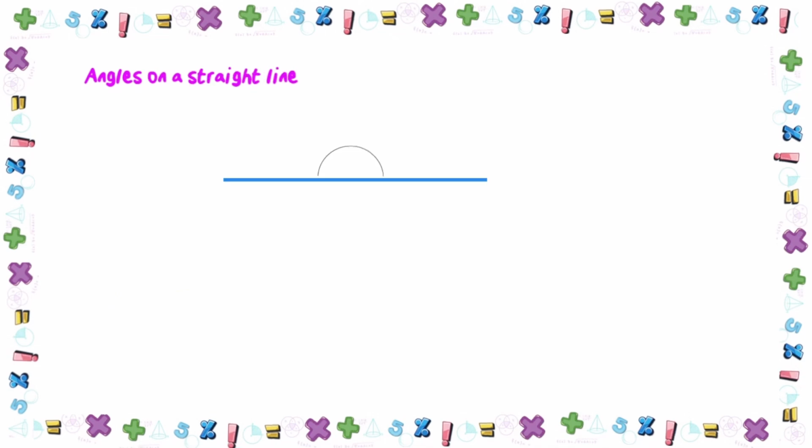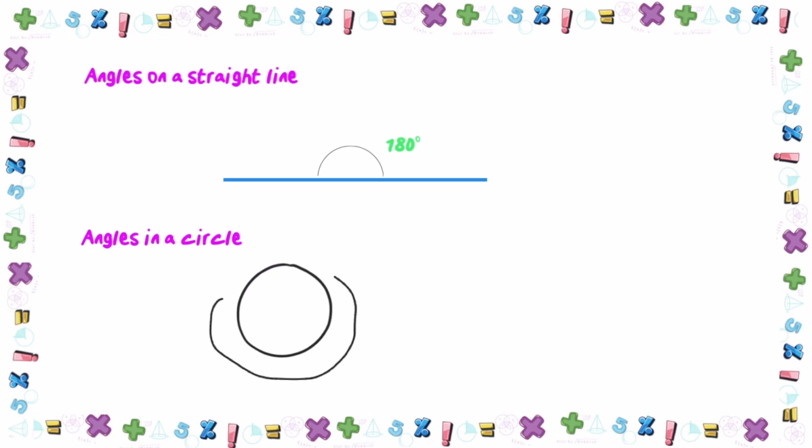Angles in a triangle, it's always 180 degrees. Angles in a circle, so all the way around, is always 360 degrees.